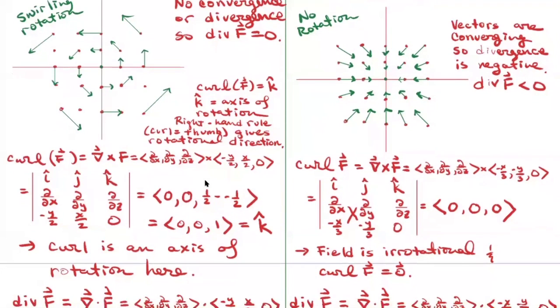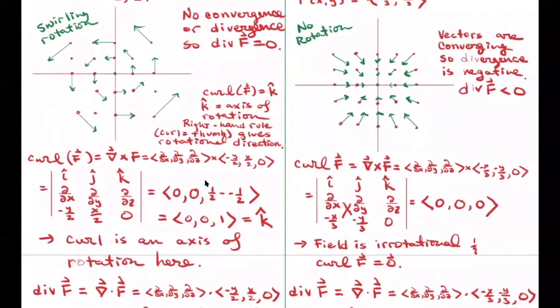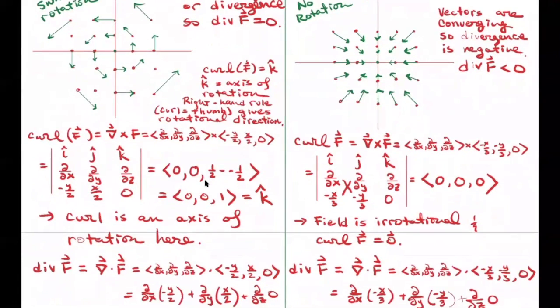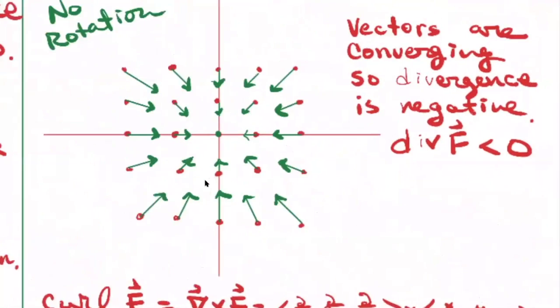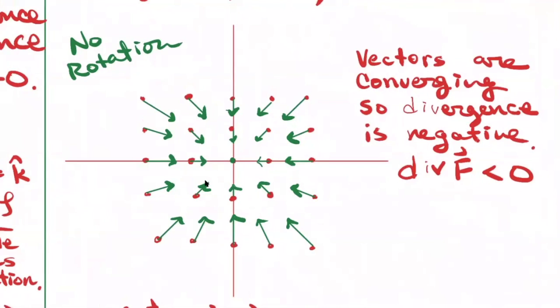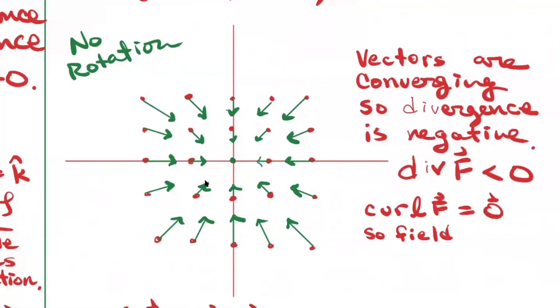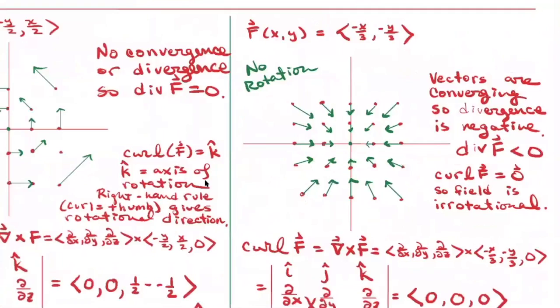I think we're good here. I could add over to this one, just as a reminder, that the curl of this field was 0. That's a 0 vector. Again, the field is irrotational. So you can't talk about right-hand rule. There's no curl.